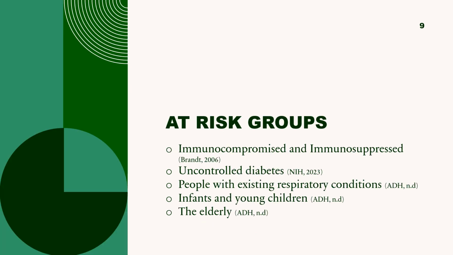So who are the at-risk groups? Well, the at risk are the immunocompromised and immunosuppressed. Think people who are on immunosuppressive drugs, cancer patients, and those who live with HIV and AIDS, for example. The at-risk group can also include those with uncontrolled diabetes, people with existing respiratory conditions, infants and young kids, and the elderly.